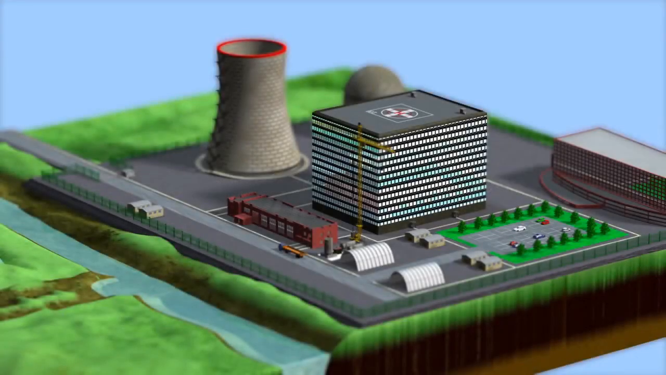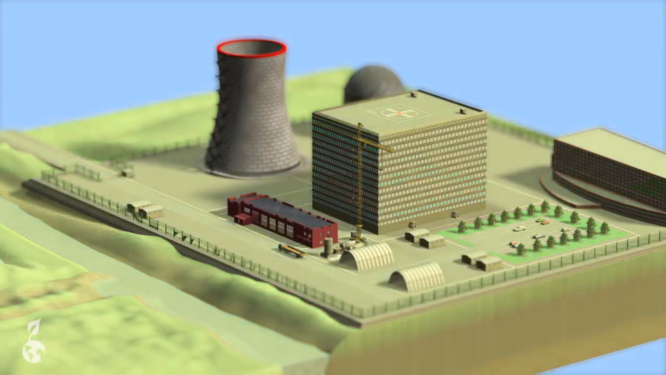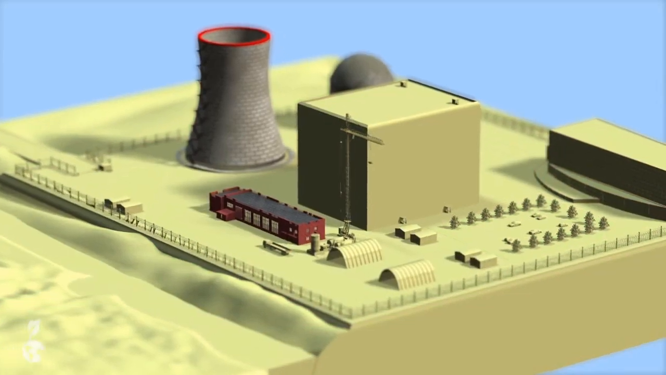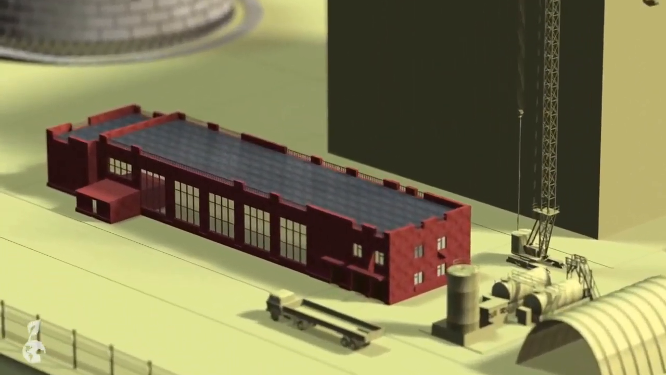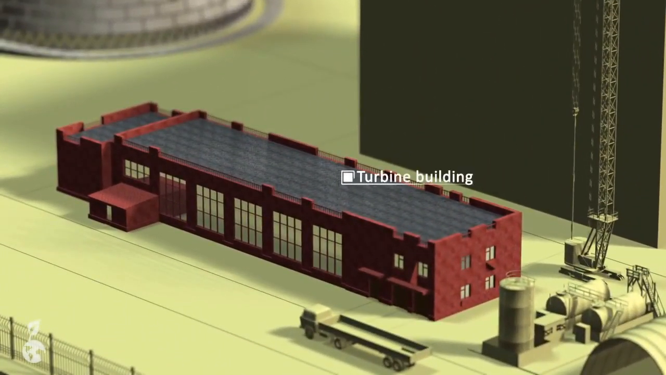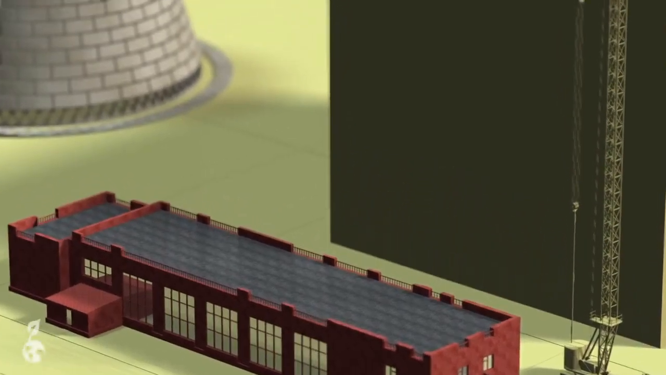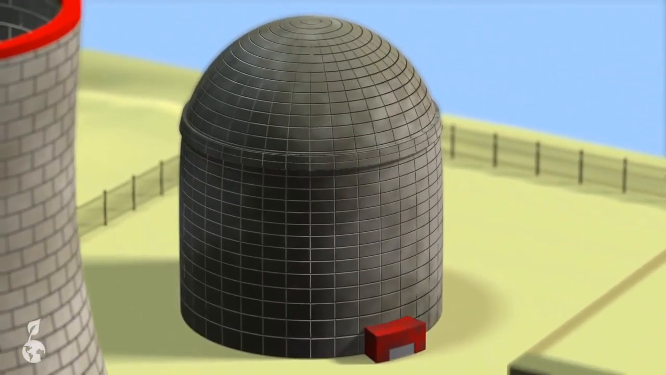Nuclear power plants are thermal power stations which generate electrical energy from heat. They consist of numerous buildings and facilities, the most important of which are as follows. The turbine building houses several turbines as well as the generator necessary for electrical power generation. The containment building where the nuclear reactor is housed is made of meter-thick reinforced concrete.